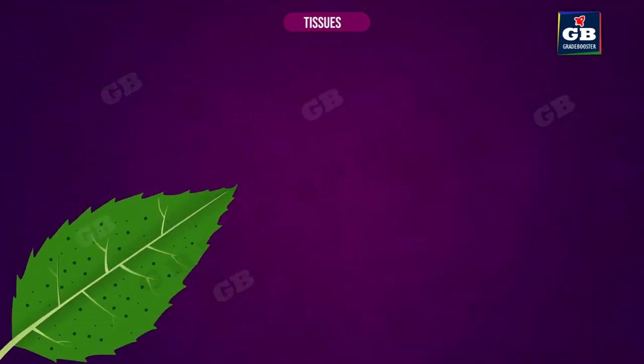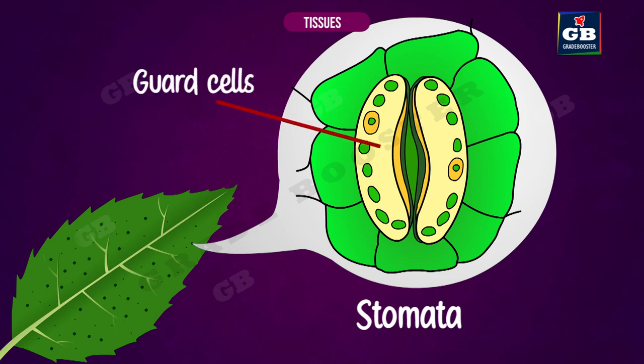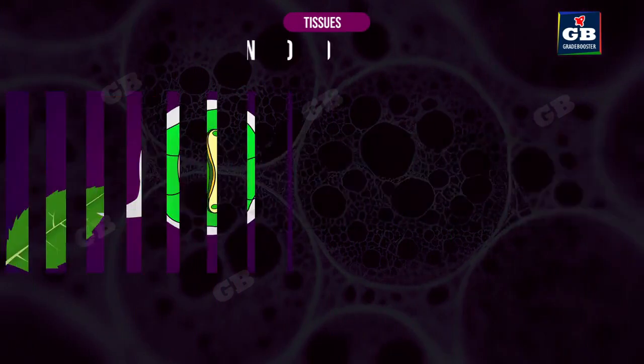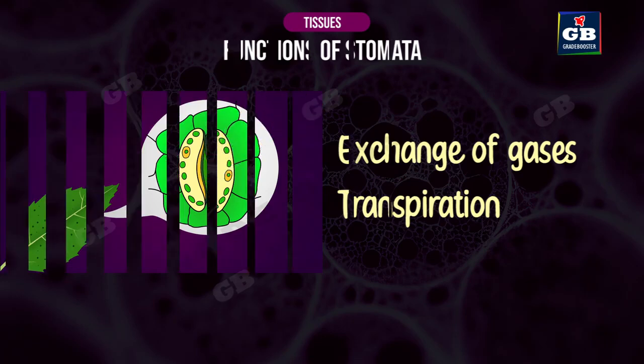Epidermis present on the leaf has small pores here and there. These pores are called stomata, and each stoma is protected by a pair of kidney-shaped guard cells. Do you know the function of these stomata? Stomata have two functions. 1. Stomata are essential for exchange of gases, and 2. They help in the process of transpiration.